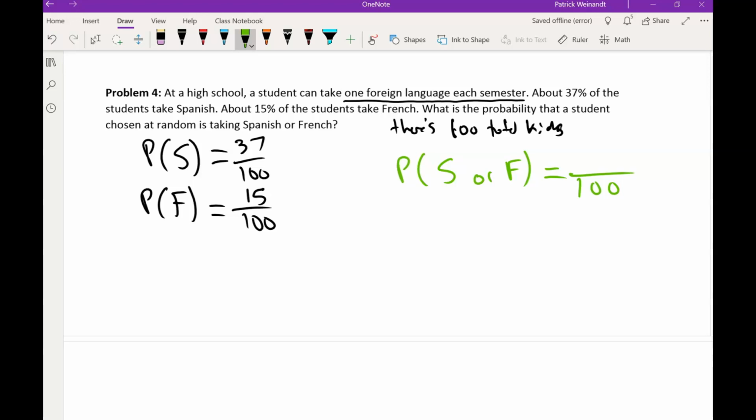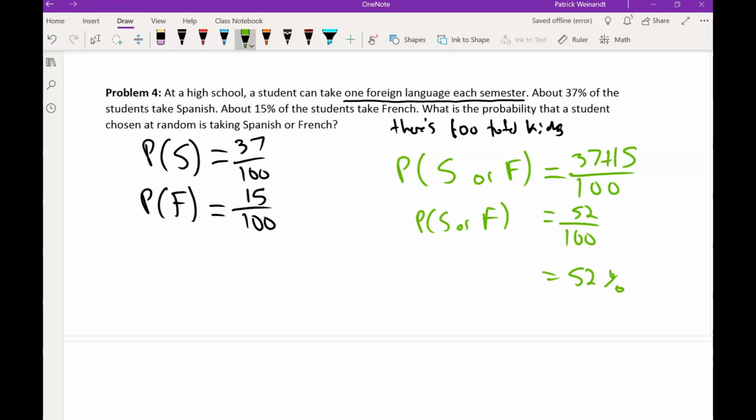And the answer is, well, 37 plus 15, right? If 37 kids are in Spanish, 15 kids are in French, that would be 52 kids, right? So there should be 52 kids out of 100 in a foreign language class, which means that the probability of S or F should be 52 over 100, which is 52%.